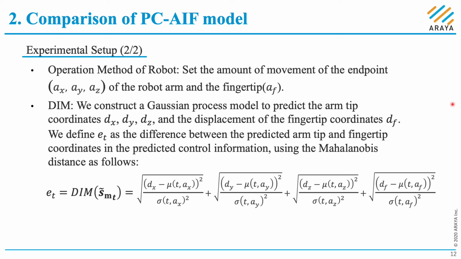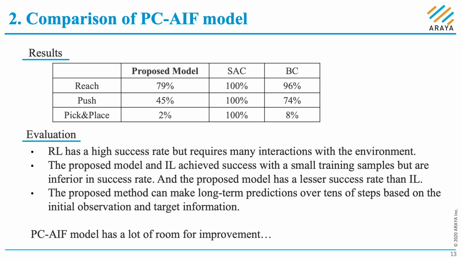In this experiment, unlike the previous experiment, the robot is manipulated by setting the endpoint of the robot arm and the movement of the fingertip. As DIM, we build a Gaussian process model to project the arm tip coordinates and movement of the fingertip coordinates. The error is defined as the difference between the projected value of the arm tip and fingertip coordinates in the projected control information, using the Mahalanobis distance as follows. The results are shown in the table above.